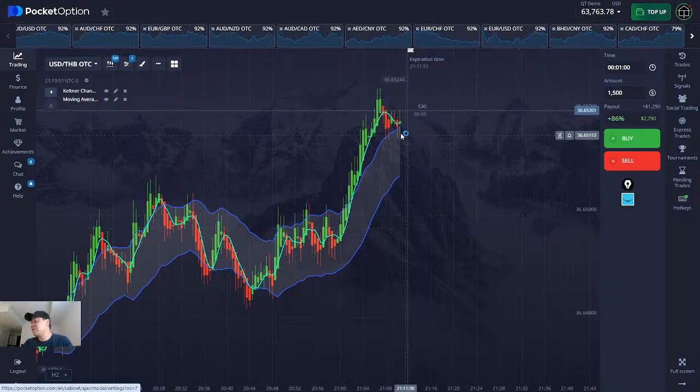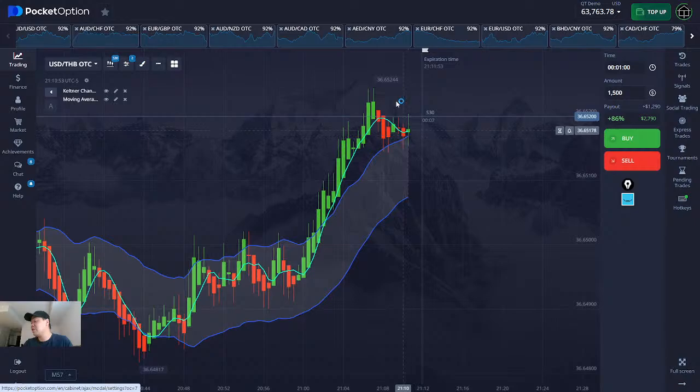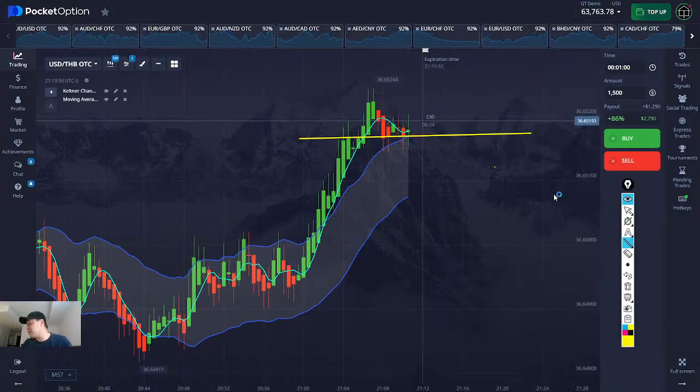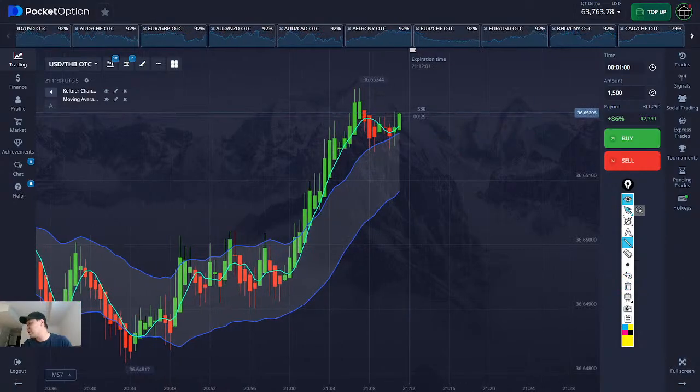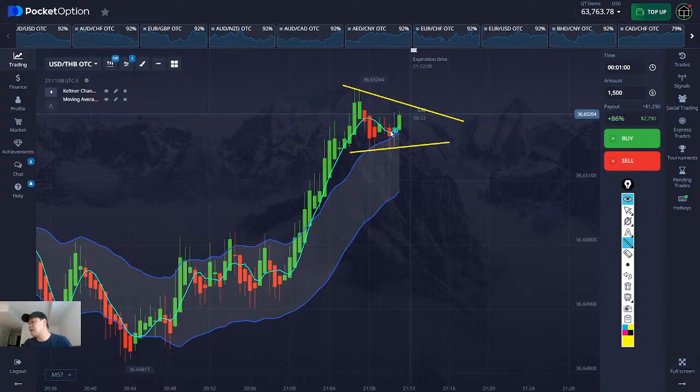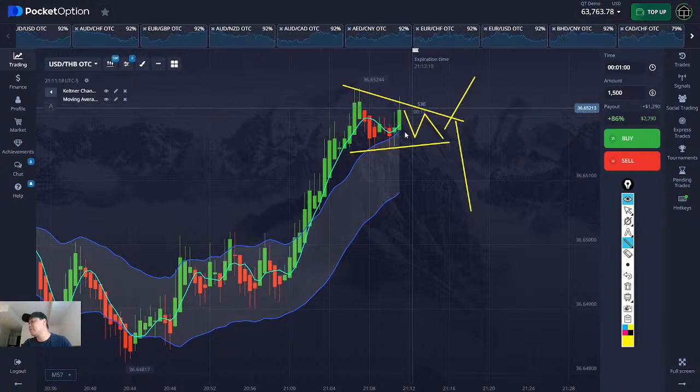I don't know. See this one, how it does? It could. This is chopping around. Let me see. It could just do that. Sometimes it just does this until, you know, until it decides whether it goes up or it goes down. But this one is looking strong, but there's nothing I can do here.